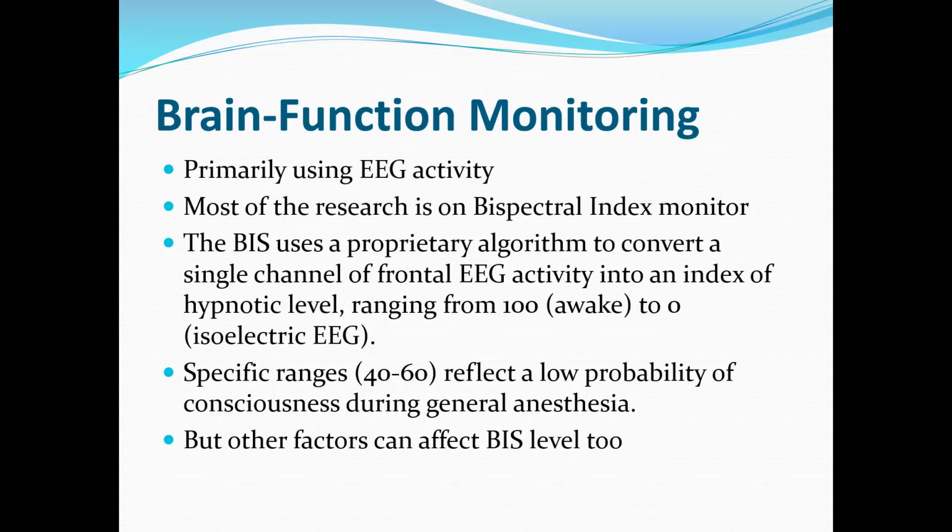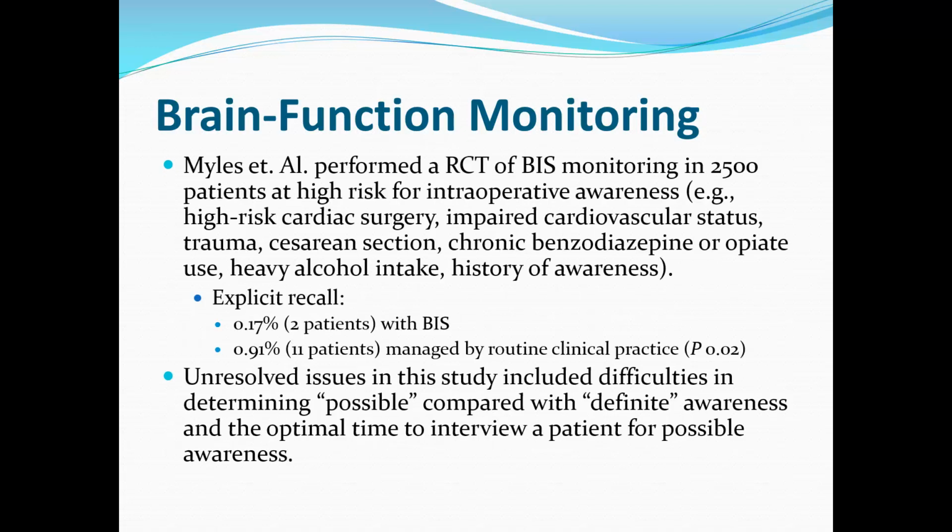A specific range of 40 to 60 reflects a low probability of consciousness during general anesthesia. A number of other events like cerebral ischemia, hypoperfusion, other drugs like neuromuscular blockers or ephedrine, or conditions like being elderly or having low amplitude EEG may affect the BIS level. So that's why it's not a foolproof method of preventing awareness.